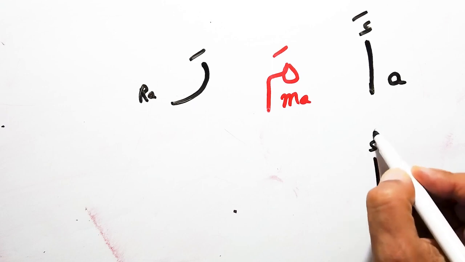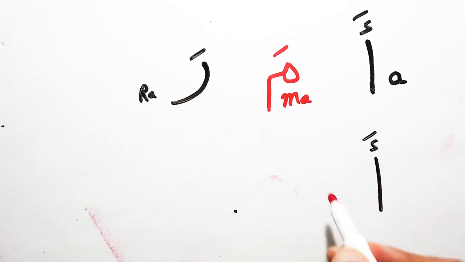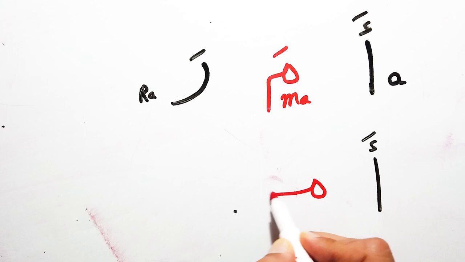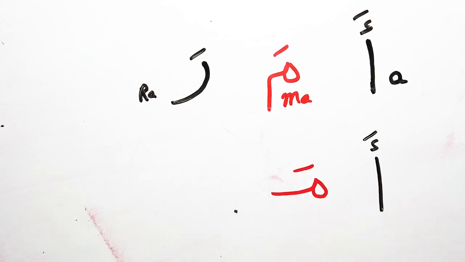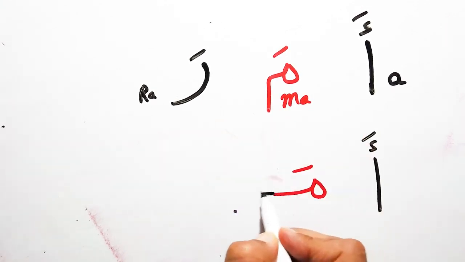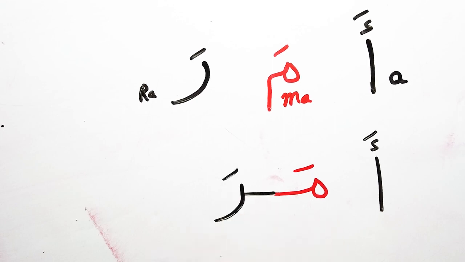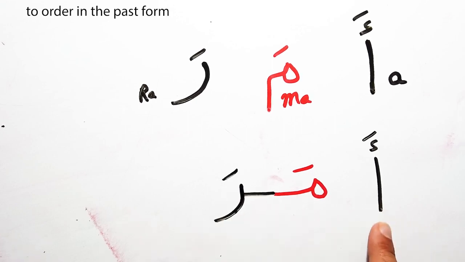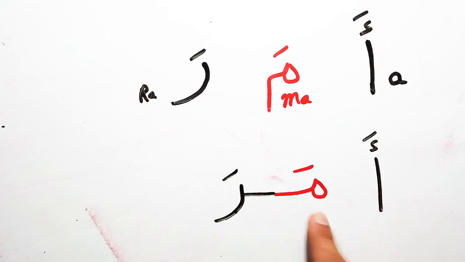This is in the beginning of the word. Me, in the middle of the word. Ra, in the end of the word. Amara, amara, amara.